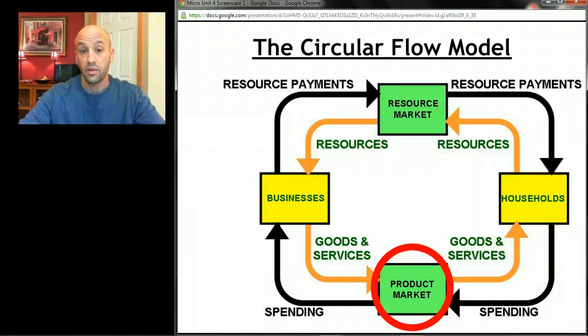Well, over the next 3 units, we're going to be looking really hard at this green rectangle down here, the product market. Remember that this is where households are the buyers and businesses are the sellers. This is any place where we as consumers buy goods and services from businesses. So we're going to look at how businesses make their decisions down in this product market, how they decide things like what price to charge, what quantity to produce, and so on.